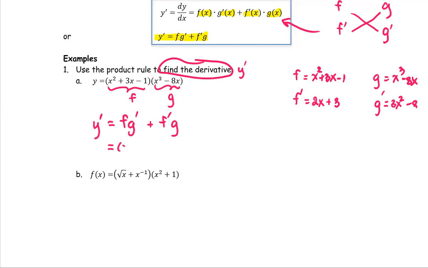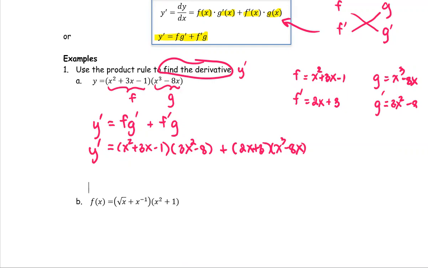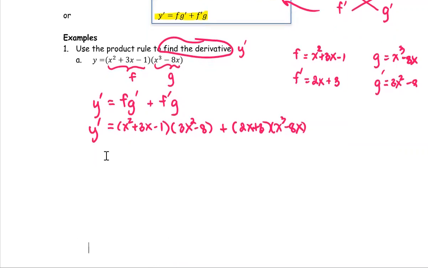For f, we replace it with the quantity x squared plus 3x minus 1 and multiply by g prime, which is the quantity 3x squared minus 8, plus f prime, which is the quantity 2x plus 3, and multiply by the quantity for g, which is x to the third minus 8x. So at this step, I'm done applying the formula to find the derivative. The next step is to simplify the expression.